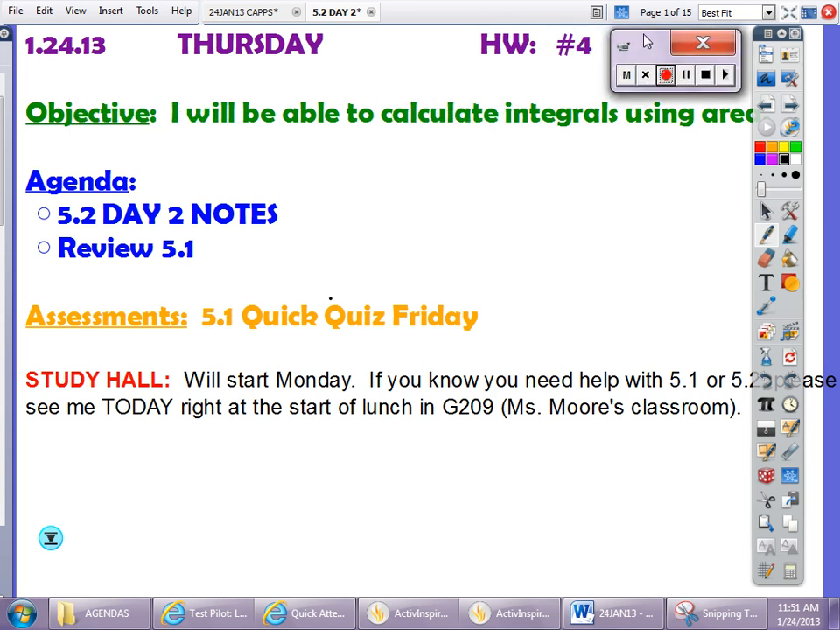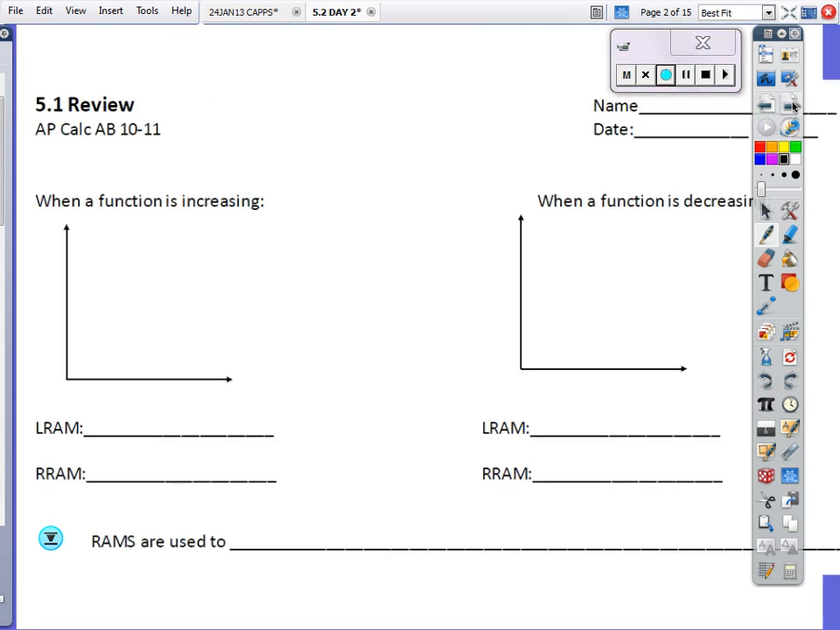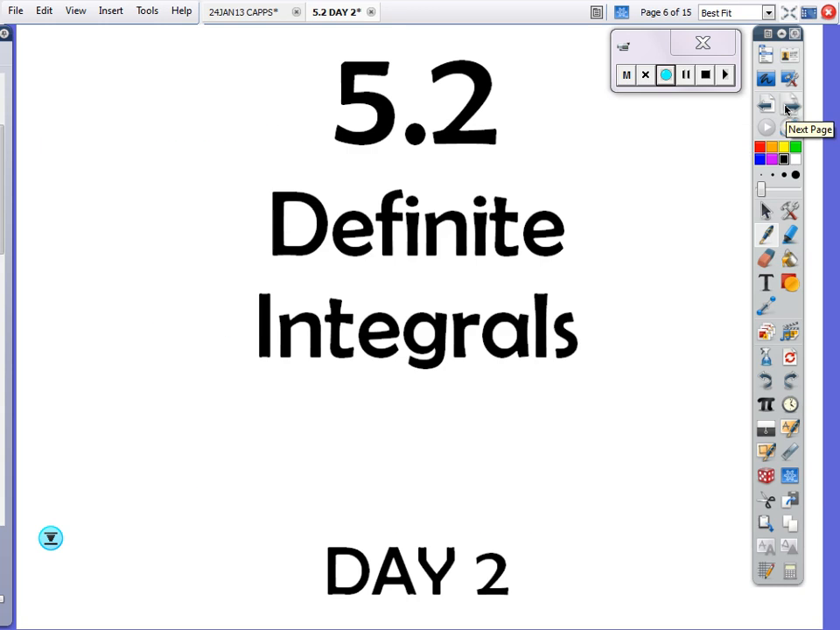All right, so hopefully this thing is working because I don't want to check right now. So you guys should be here with me, day 2.